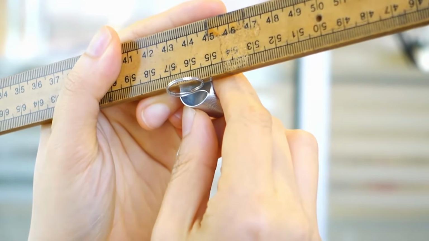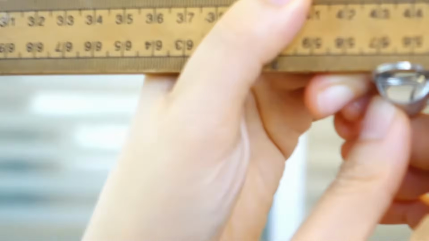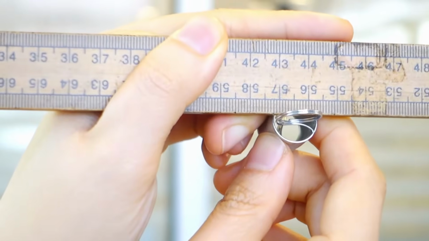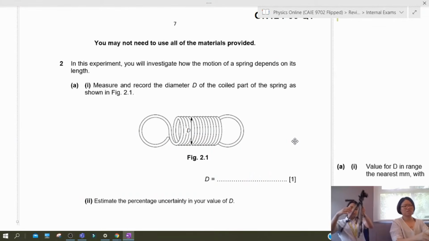Okay lah. So what's the reading? What do you think? Around 1.5, 1.6. I can see. Can lah. So we write 1.6.